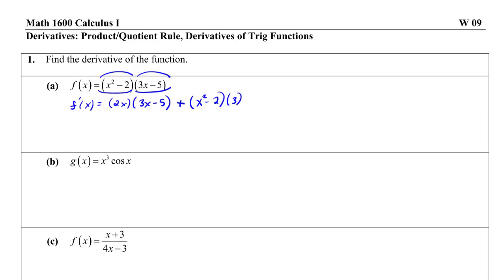Okay, and then I just multiply this out and clean it up. All right, so I get 6x squared minus 10x, distribute the 3, so plus 3x squared minus 6. So I get 6x squared plus 3x squared is 9x squared minus 10x minus 6. There you go.